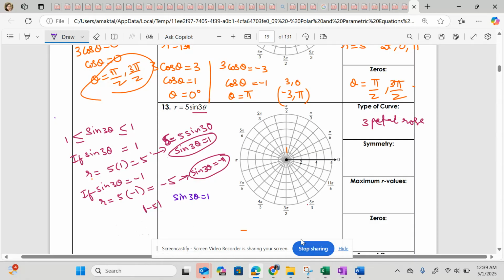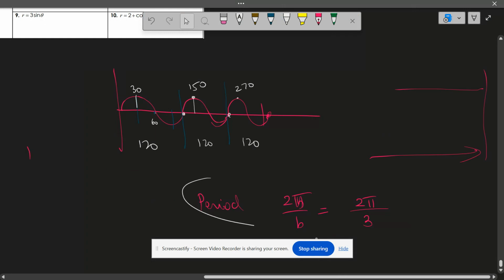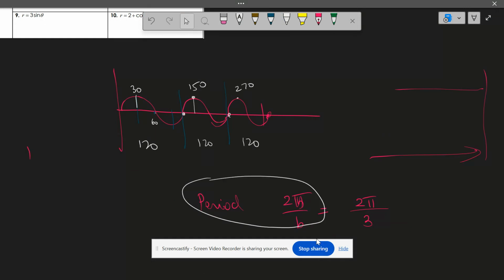If you remember, let me show you that curve that I have drawn here. So the period is given by 2 pi by p. So the period in this case is 2 pi by 3. 2 pi by 3 is 120 degrees. So in 360 there are 3 such curves of 120 each. The maximum value occurs at 30, then the maximum value occurs again at 150, then the maximum value occurs at 270.